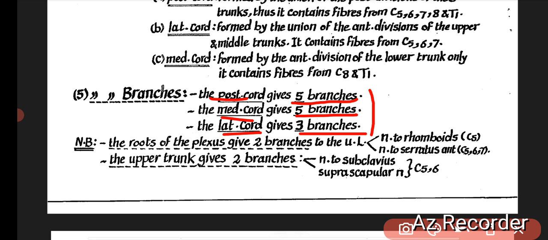It is to be noted that the roots of the plexus also give two branches to the upper limb: one is the nerve to rhomboids and another is the nerve to serratus anterior. The upper trunk also gives two branches directly: one is the nerve to subclavius and another is the suprascapular nerve. Now we will see what the five branches of the posterior cord, five branches of the medial cord, and three branches of the lateral cord are.